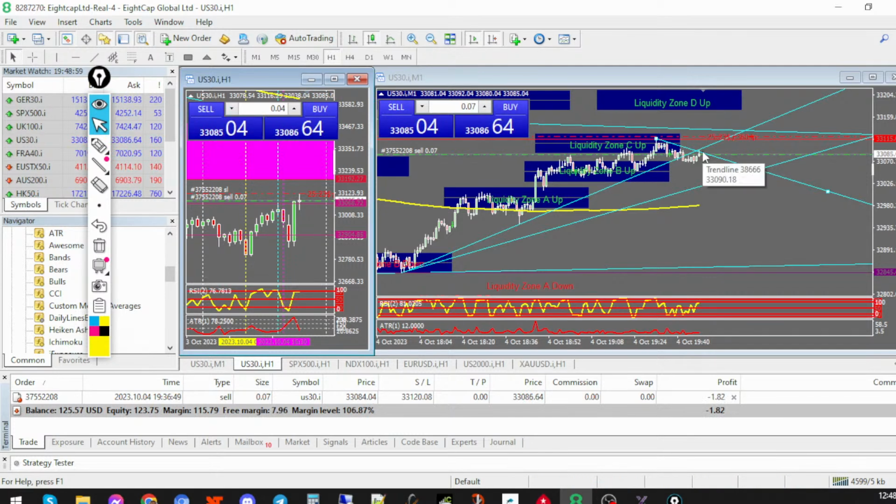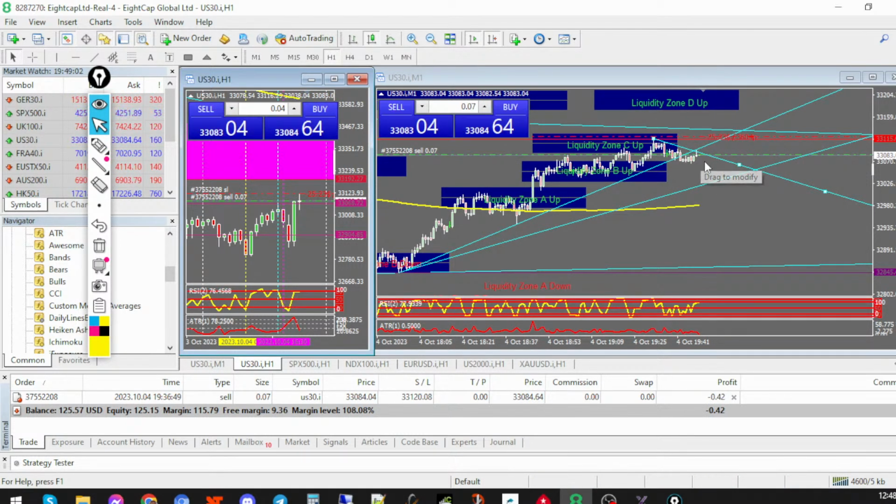So far I got one tap of my trend line. Let's see if it's going to respect and come down, or if it's going to break above.